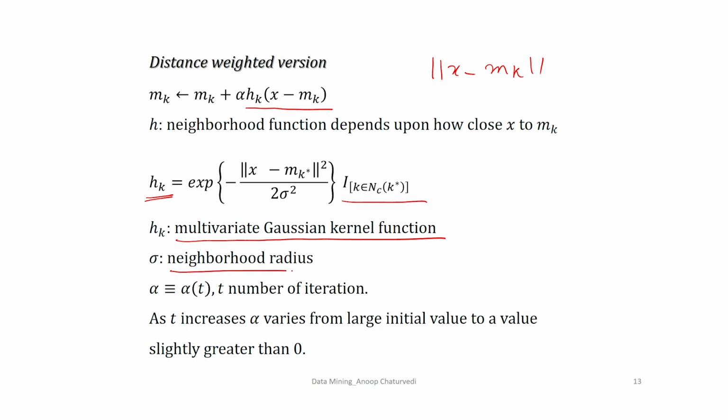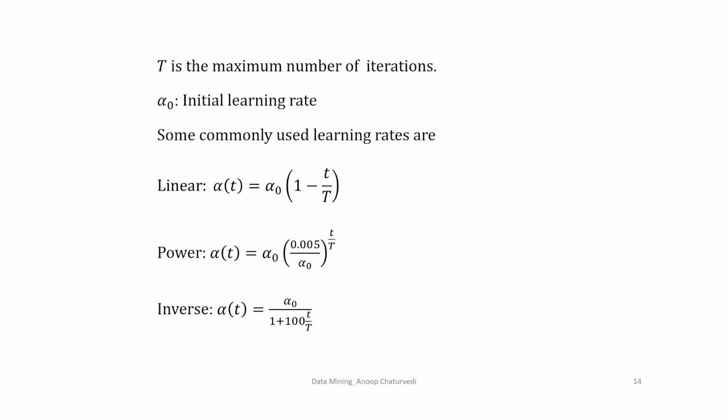Sigma is the neighborhood radius, and alpha equal to alpha t, where t is the number of iterations. So this alpha depends upon the number of iterations also. Usually as t increases, alpha varies from a large initial value to a value slightly greater than 0. So this is how we vary alpha.